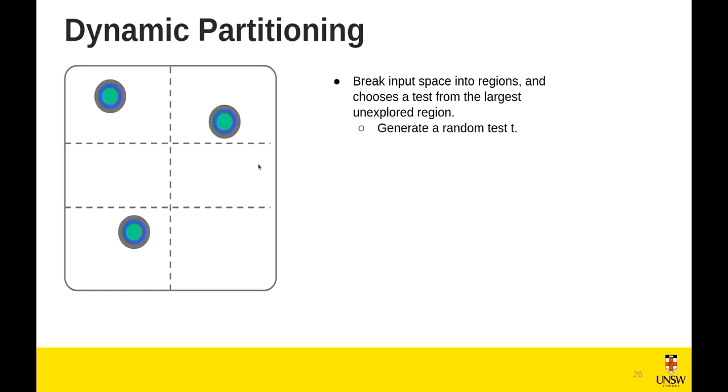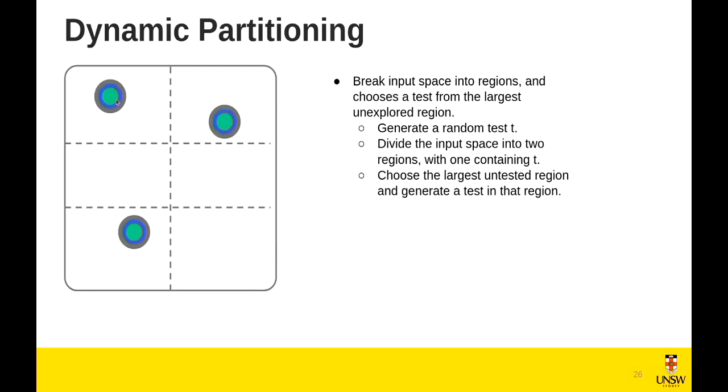And then we generate a random test T. First we need to choose the region first. We need to choose a test from the largest unexplored region. And let's say we are selecting this region here, the top left corner. And then we generate a random test T, which is a green circle. And then we divide the space into two regions, green and not green, in this region here. And we choose the largest untested region.